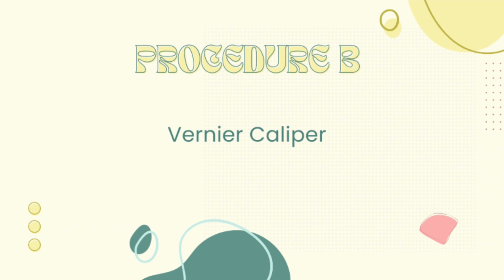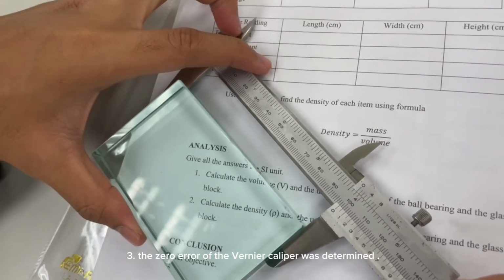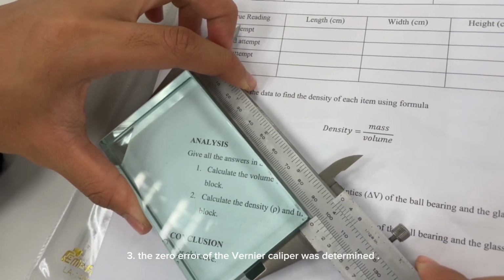Procedure B. Vernier caliper. First, the whole number of small divisions on the fixed part of the caliper that are left of the zero mark on the vernier were counted. Second, the first mark on the vernier that lined up with one of the marks on the fixed part of the caliper was found. Third, the zero error of the vernier caliper was determined.